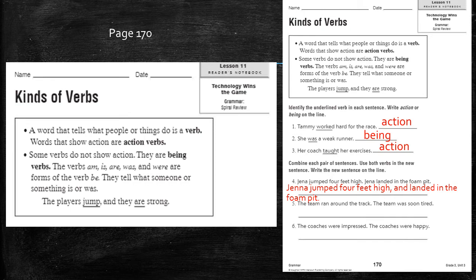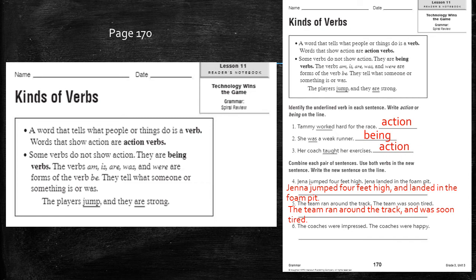Perfect. Let's read the fifth sentence, and I want you to figure out the two kinds of verbs in these two sentences. Let's see if you can do it. Good job. Let's read this. The team ran around the track. The team was soon tired. So the first thing is that I can figure out an action verb right there. The team ran around the track. And in the second sentence, the team was soon tired. Was here is your being word. So here I've got an action verb, here I've got being. Let's join these two sentences together. The team ran around the track and was soon tired.